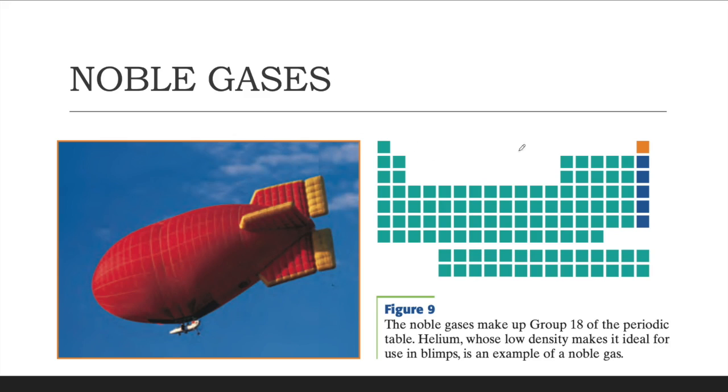Noble gases are elements which are in the 18th group in a periodic table. They are inert gases because they are highly stable and they do not react readily with substances around them.